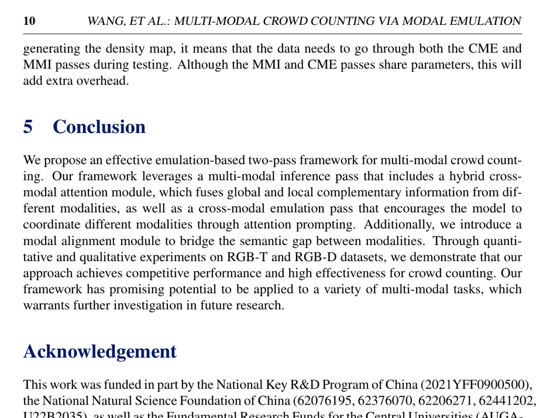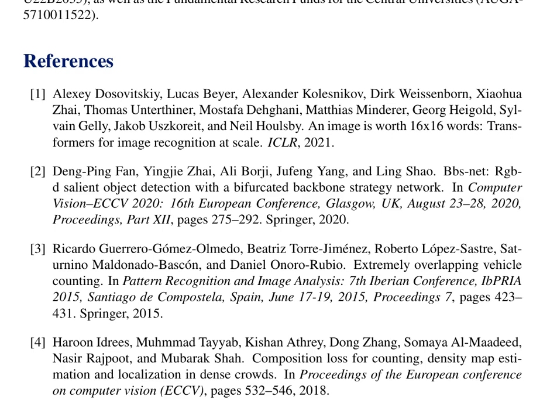The authors introduce a novel two-pass framework for multimodal crowd counting, utilizing a hybrid cross-modal attention module and a cross-modal emulation pass. This approach aims to bridge the semantic gap between modalities through a modal alignment module. The effectiveness of this framework is demonstrated on RGB-T and RGB-D datasets, showcasing competitive performance. This research was supported by the National Key R&D Program of China and the National Natural Science Foundation of China.